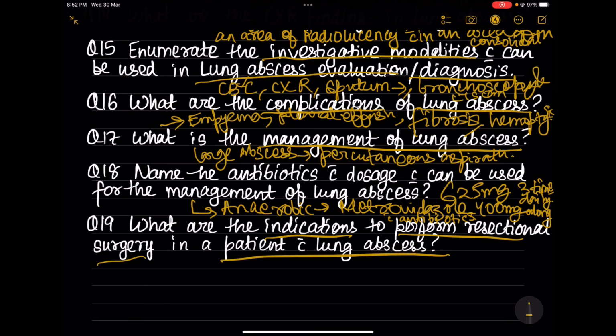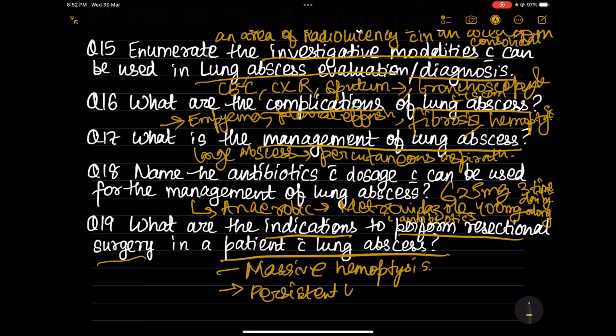Next is, what are the indications to perform resection surgery in a patient with lung abscess? Resection surgery is basically removing a part of the lung which is diseased. This is done in case of lung abscess when there is massive hemoptysis, and if there is a persistent lung abscess cavity, and in case of a localized malignancy.